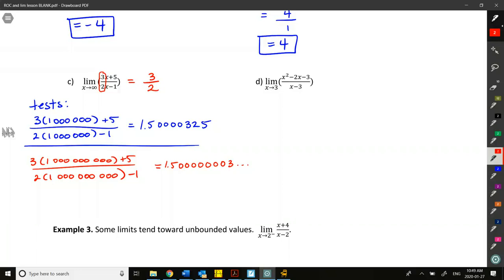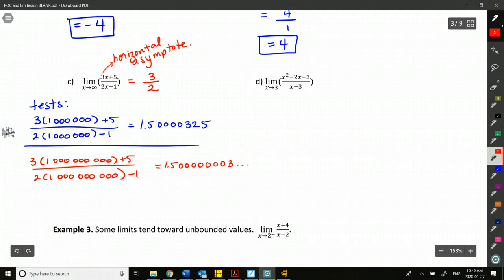Not the people that took it maybe a year ago. But this 3 over 2, when I have a linear over linear function, is actually the horizontal asymptote of this function. So what you're going to notice is that you have those functions with the two little curved pieces. They look kind of like this. Okay, and this function has a horizontal asymptote right at 3 over 2.